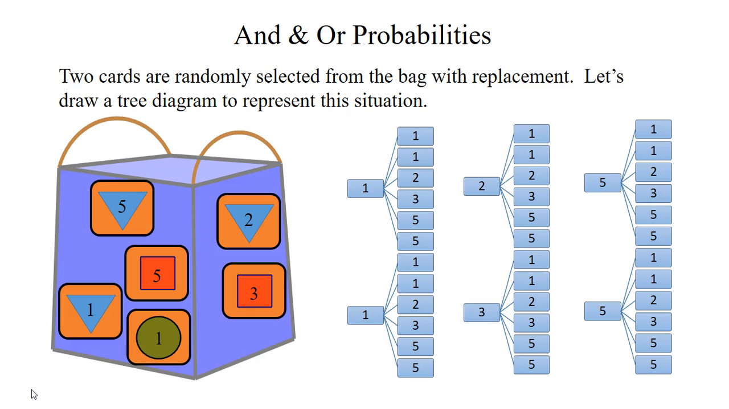On your first draw, you can pick any of the 6 cards. So one with a circle, or one with a triangle, a 2, a 3, or either of the 2 5s. Then on your second draw, because you put the card back in, you still have all the same cards to choose from. So you still have 6 to choose from. So we have 6 times 6, or 36 possible outcomes. So keep in mind that we're multiplying for this situation.